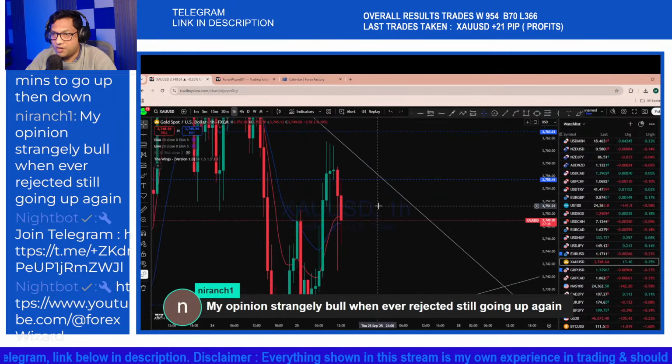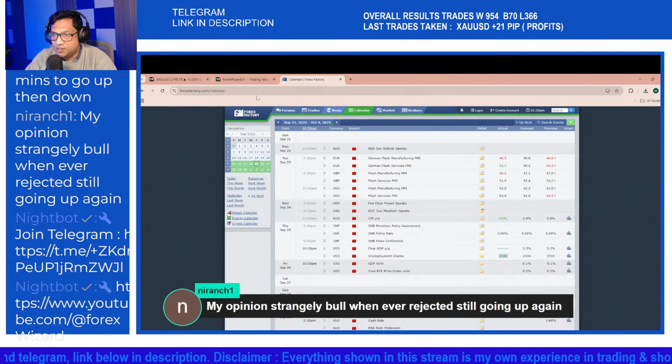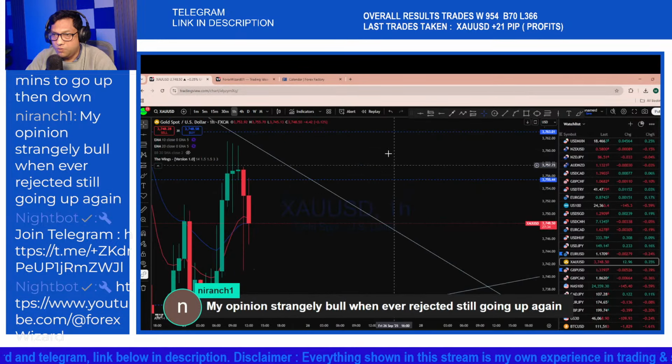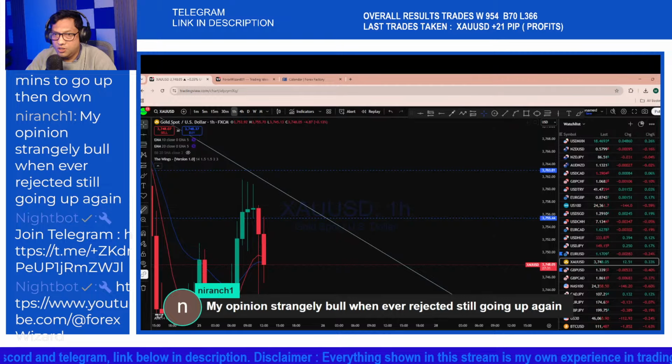Looking at the 1 hour market structure, spread became normal. We will be looking for potential entry.